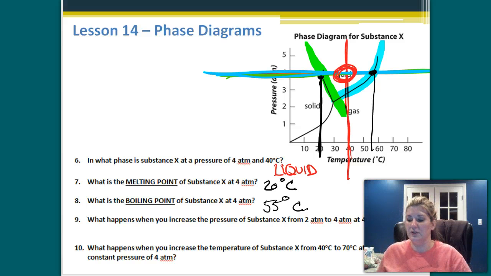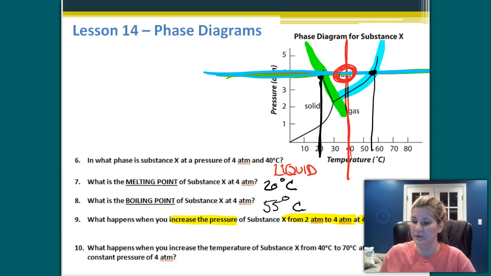Okay. In addition to finding those points and describing what state of matter we have under those conditions, we do also want to be able to explain what happens when we go from one state or from one set of conditions to another. So in this example, number 9, it says, what happens when you increase the pressure from 2 atm to 4 atm at a certain temperature?